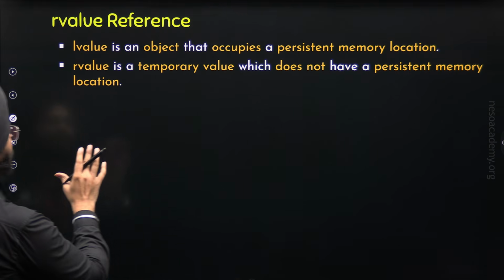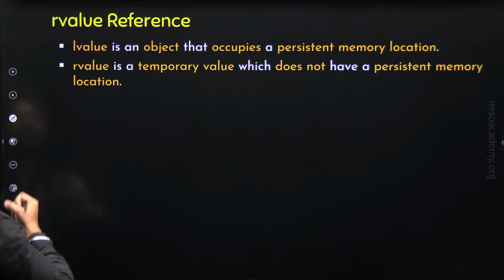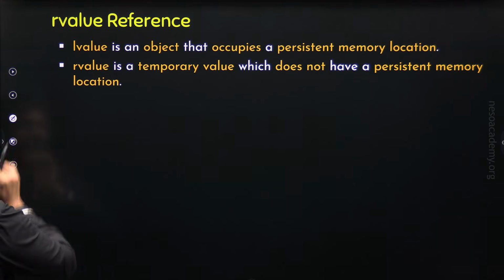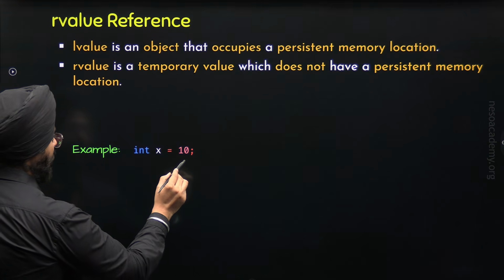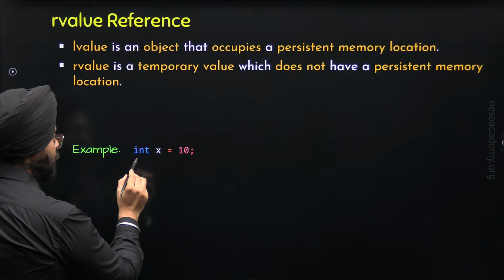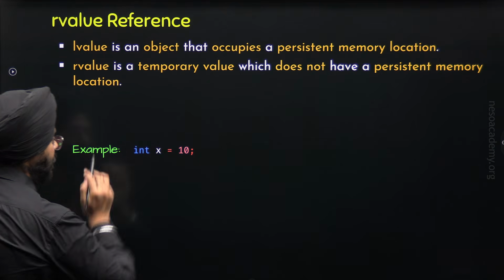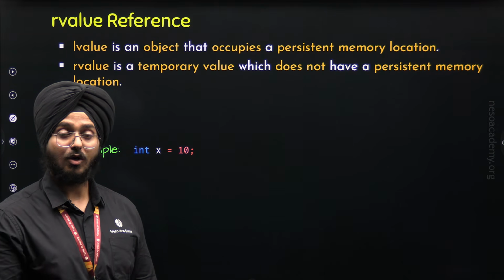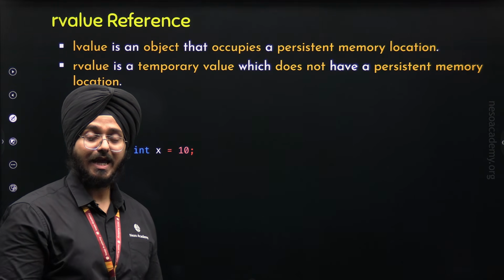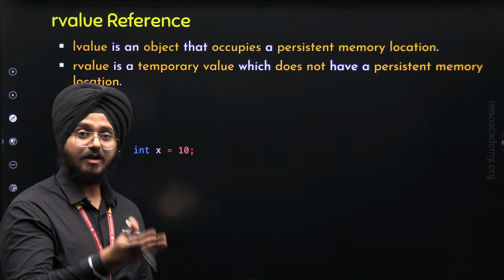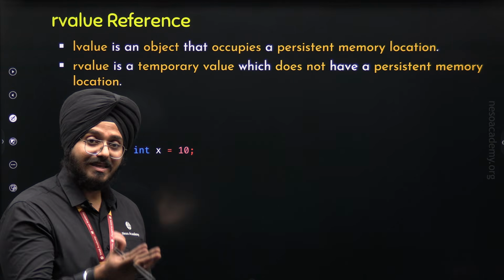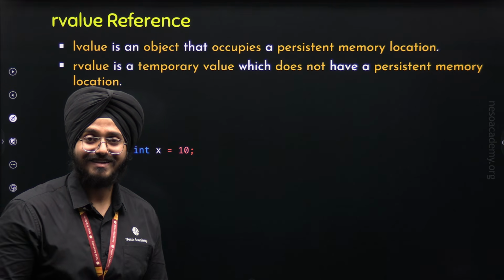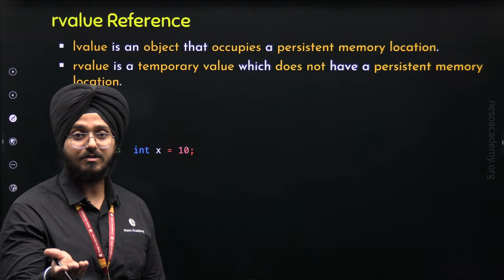Now to understand these points properly, that is, to understand the meaning of lvalue and rvalue properly, let's take one simple example. Here in this example, I have defined variable x of type integer and I have initialized it with value 10. Variable x has a persistent memory location because we can access that memory location in our program and we can modify it as well. We can get the address of that memory location with the help of the ampersand operator, and we can store that address in some pointer if we want to.